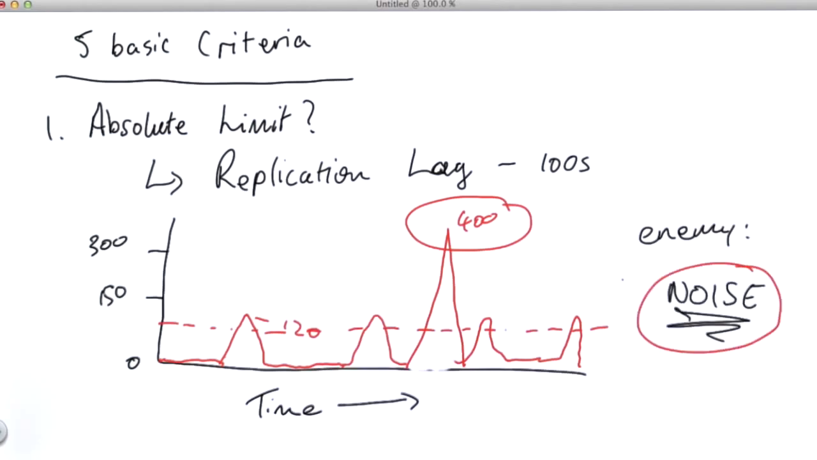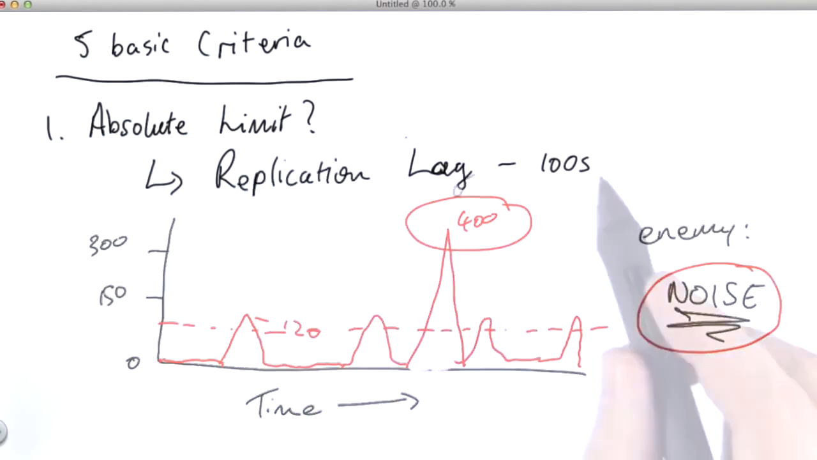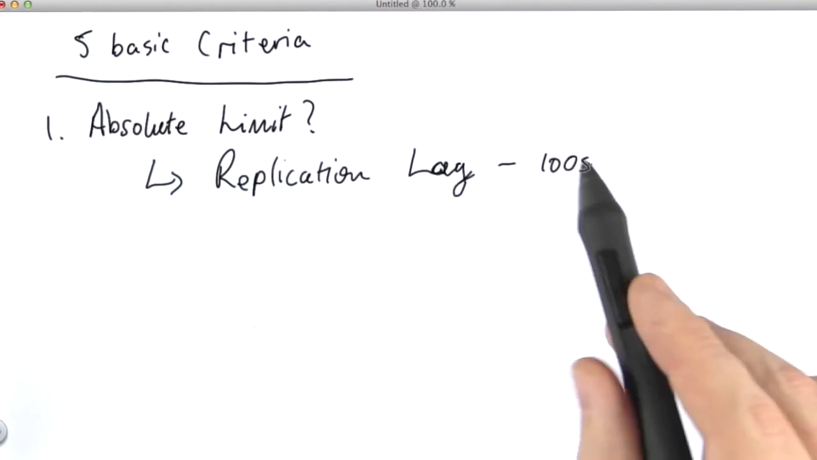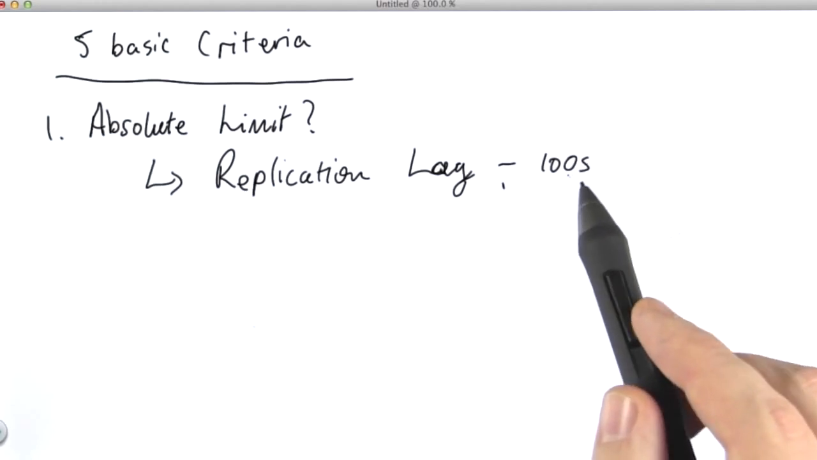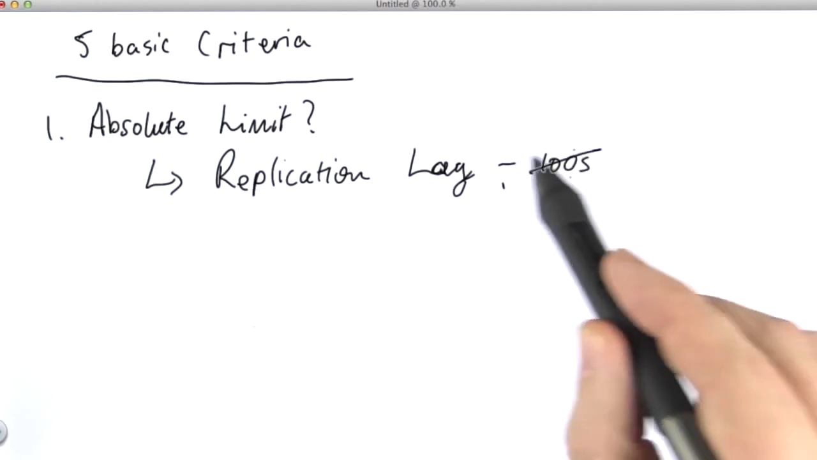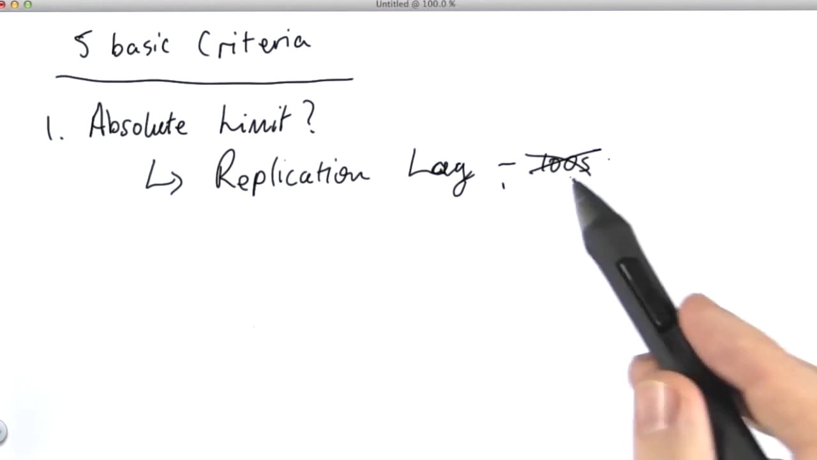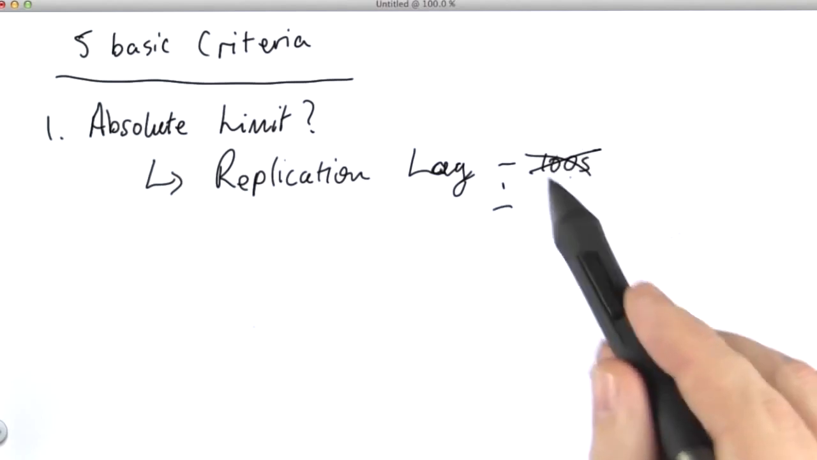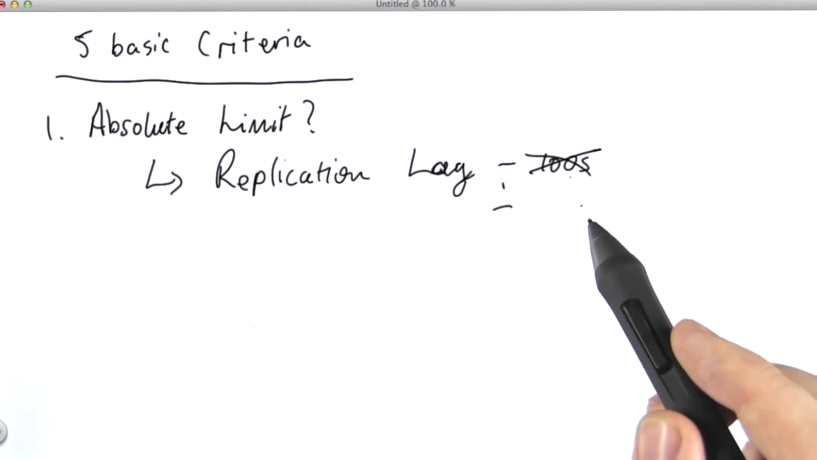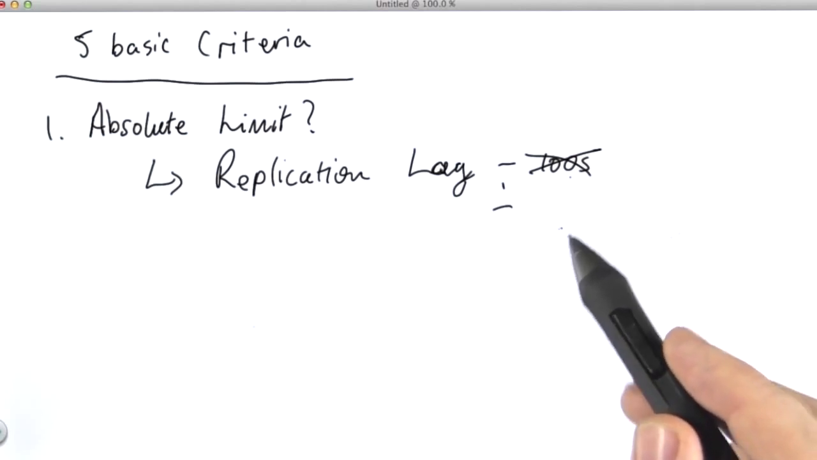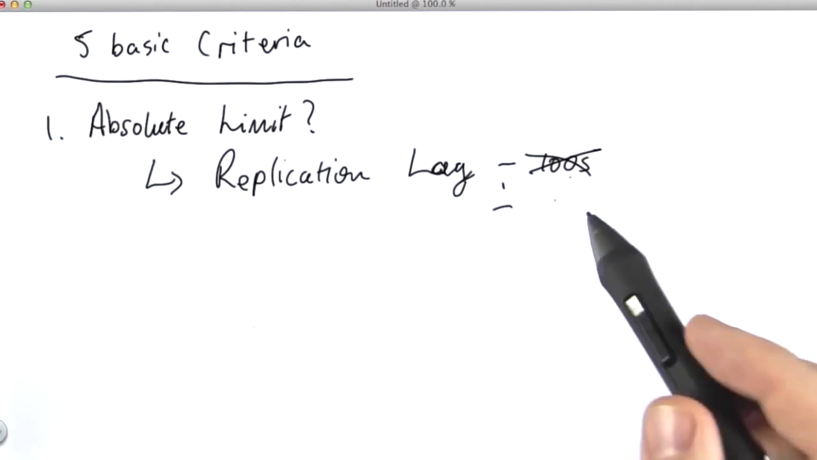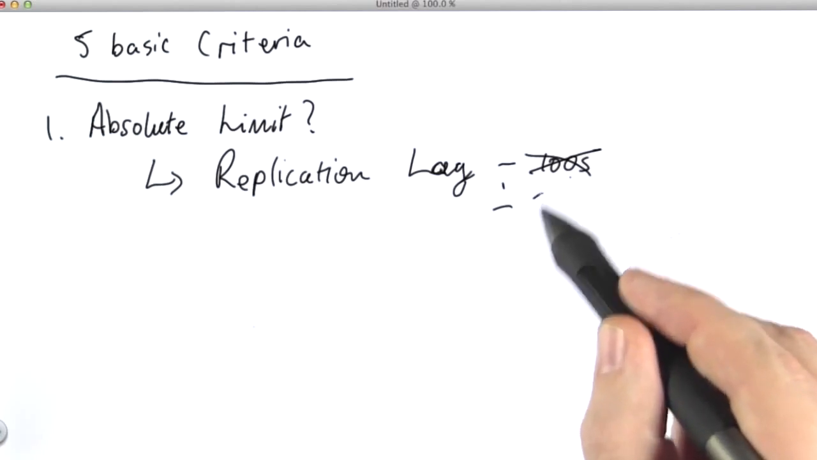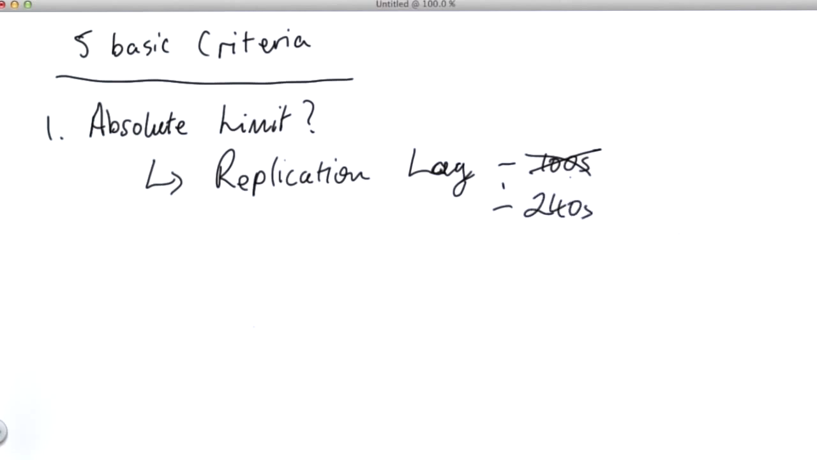First of all, you decide, is there an absolute limit? In this case, we thought there was an absolute limit. We thought 100 seconds was a pretty good guess. As it turns out, that is wrong. So instead, we set it to something a little bit more reasonable. We know that we're going to introduce roughly 120 seconds of lag for our data load, but we expect that to be nice and predictable. So what I'm going to do is basically double that. We're going to say 240 seconds, which happens to be about 4 minutes.